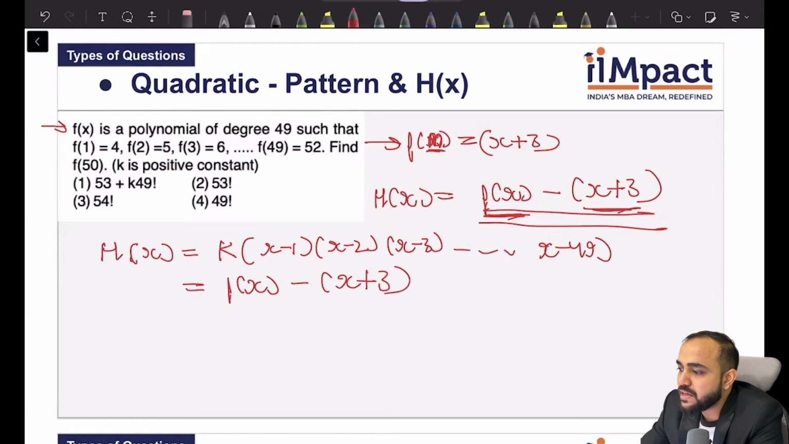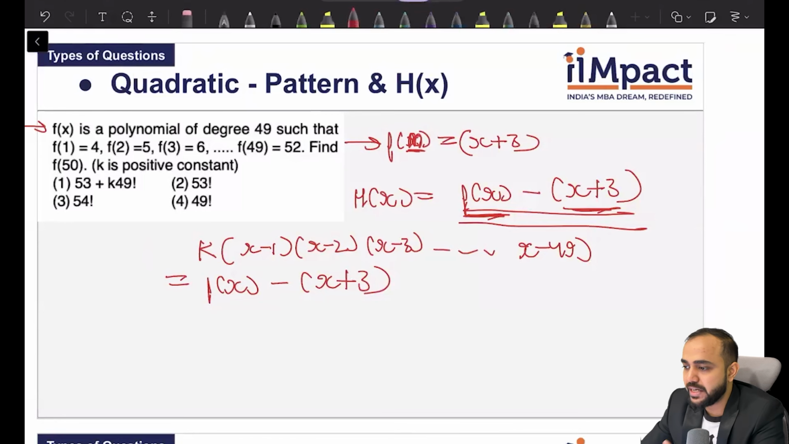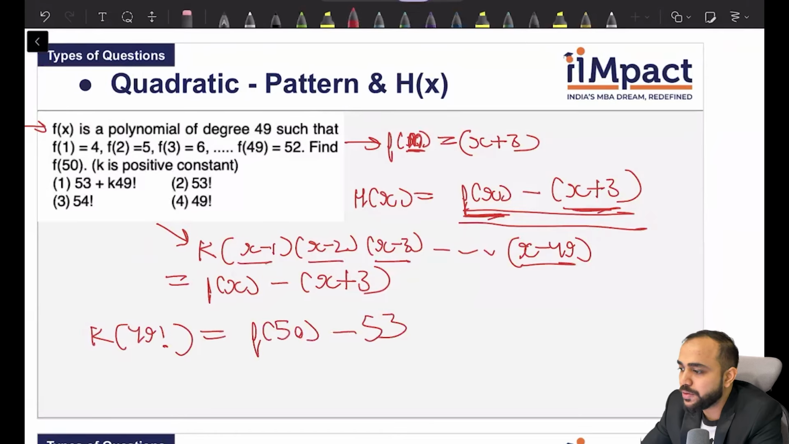Can I now put x as 50? Basically, I will ignore this intermediate function that I had defined, I will now remove that. Can I say this is the value of f(x)? k times (x − 1) till (x − 49) is equal to f(x) − (x + 3). So you put 50 here. What is this? k into 49, 48, 47 till 1. So this is 49 factorial, equal to f(50) − 53, or f(50) will turn out to be k times 49 factorial + 53.